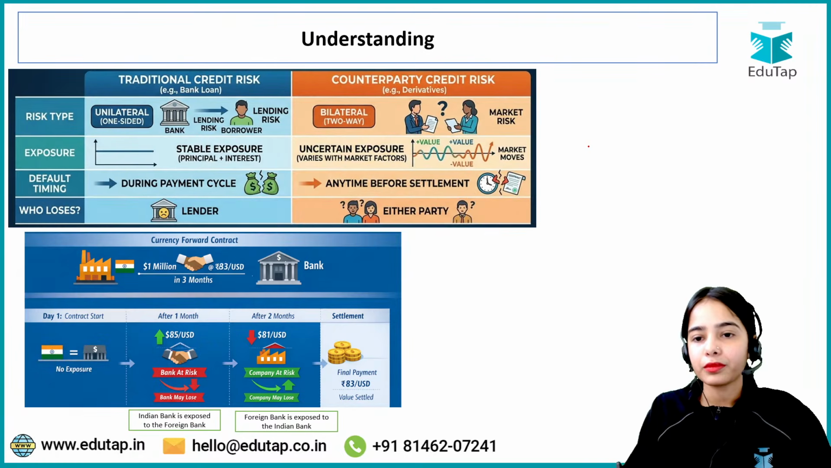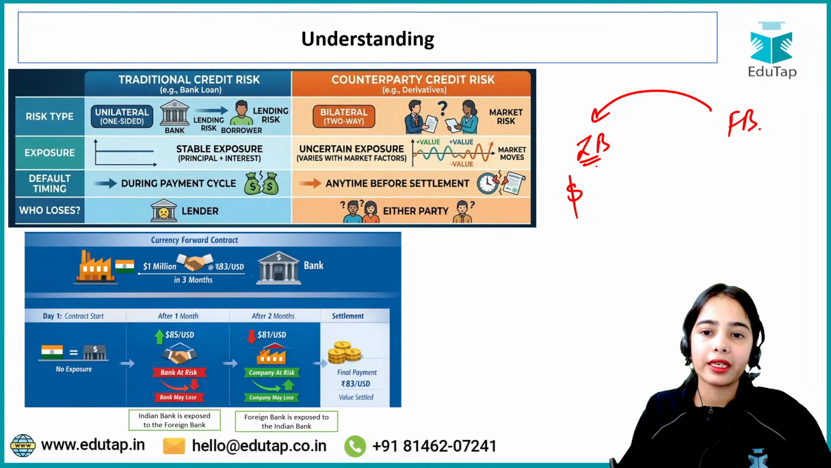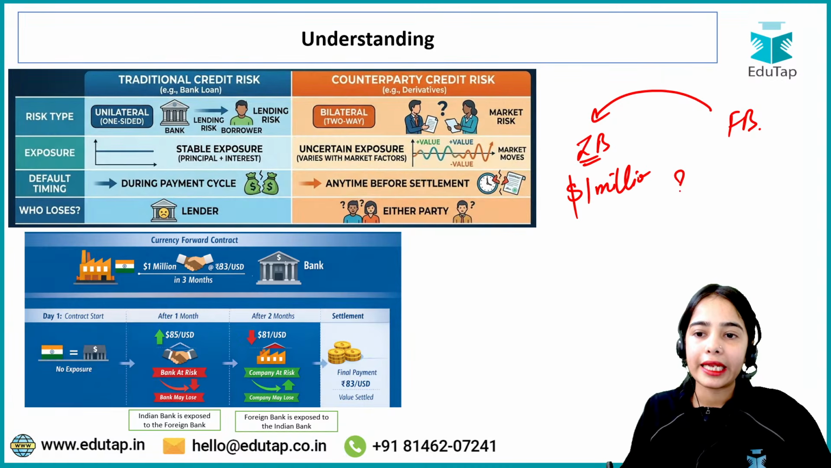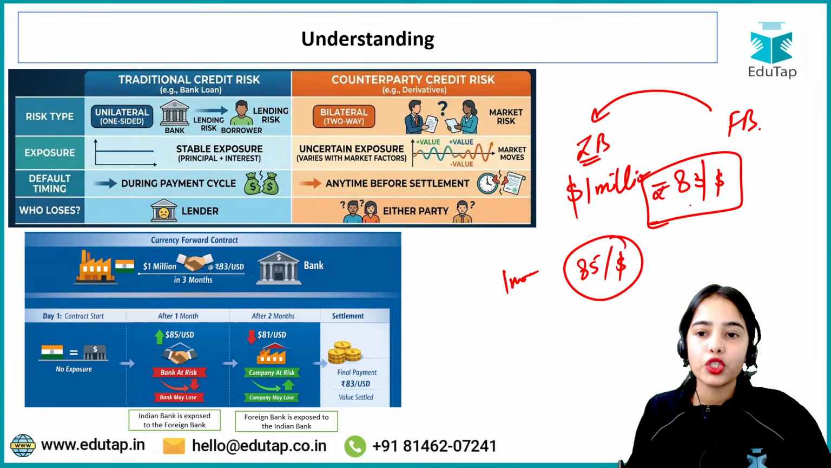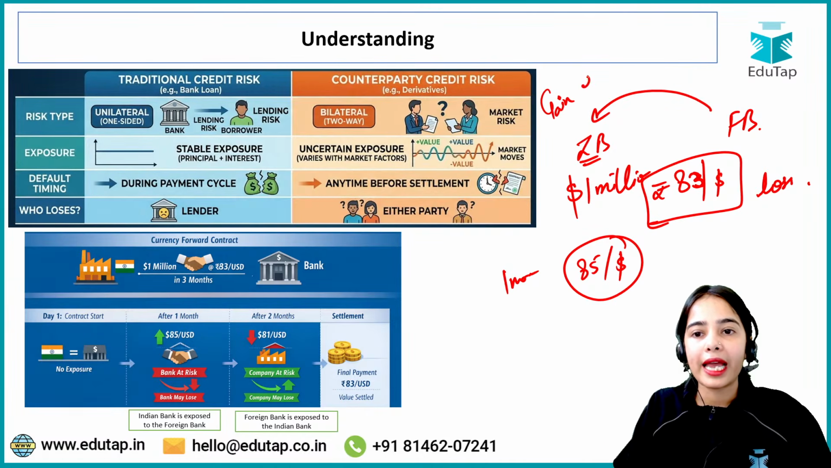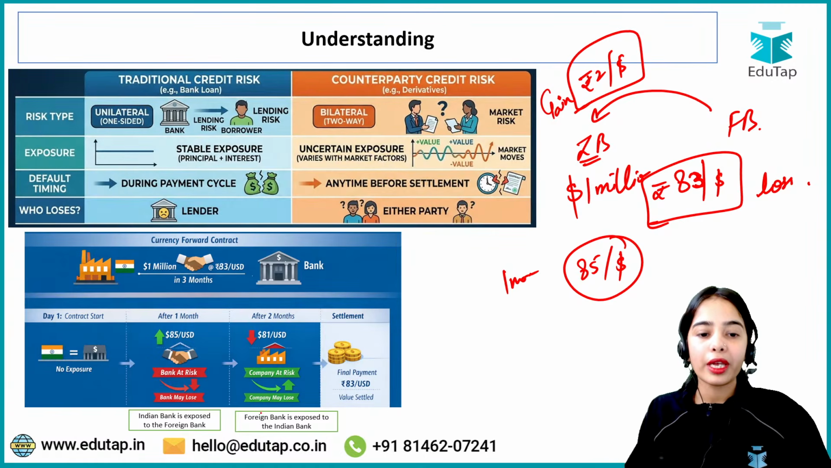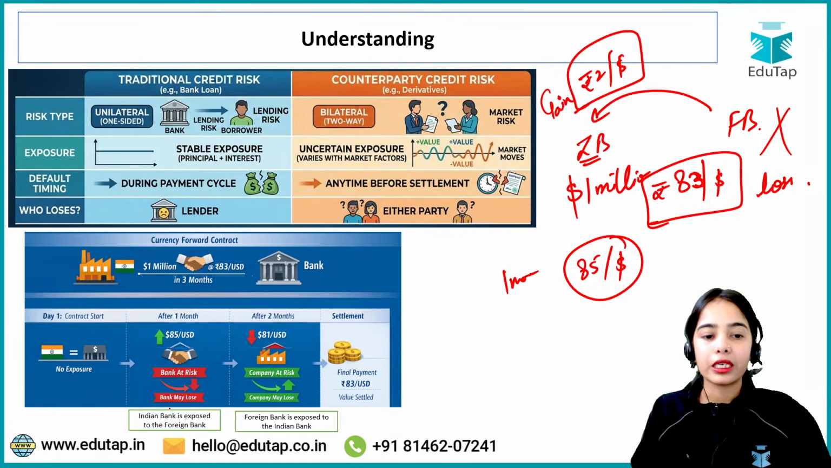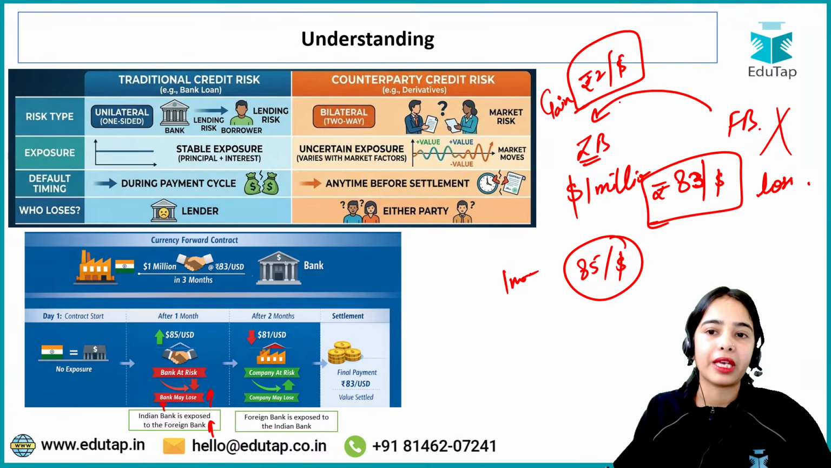Is it making sense? So basically, the Indian bank and the foreign bank had agreed that the foreign bank would provide $1 million at 83 rupees per dollar. But now after 1 month, the dollar is at 85 rupees. So if the foreign bank is providing the dollar at 83 rupees, this is a loss for the foreign bank, but this is a gain for the Indian bank at 2 rupees per dollar. The Indian bank is saving 2 rupees per dollar. Okay. So now if the foreign bank defaults, the Indian bank is exposed to the foreign bank, and the Indian bank will be making a loss.